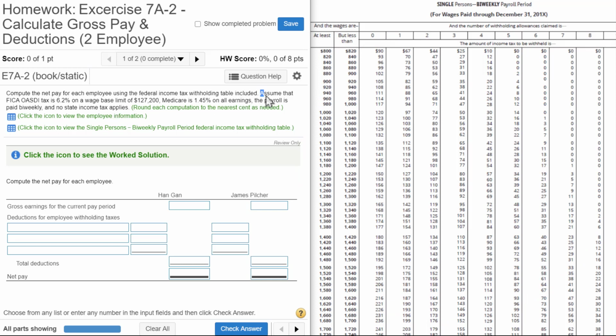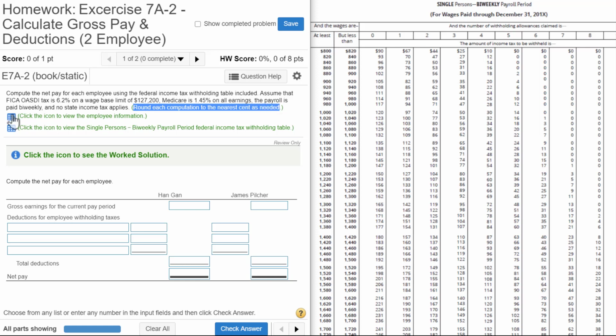It says, assume that the FICA OASDI, so that's Social Security, is 6.2% on a wage base limit of $127,200. So again, we can only tax the first $127,200 per person per calendar year for OASDI. Medicare is 1.45% on all earnings. The payroll is paid biweekly and no state income tax applies. Because we're working with currency, we have to round each computation to the nearest cent as needed.